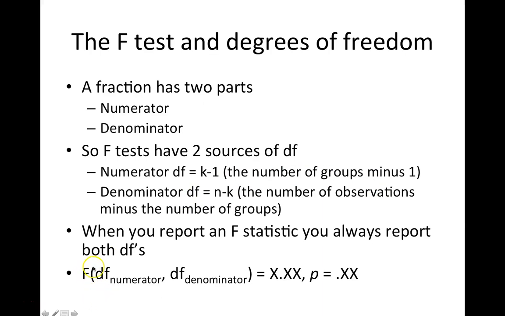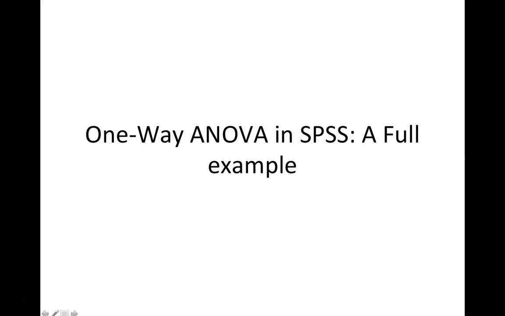This is how the APA format of this looks: F, the numerator degrees of freedom, the denominator degrees of freedom, your F value, and then your p value. So let's do a full example and really think about how to apply what we know about the ANOVA.